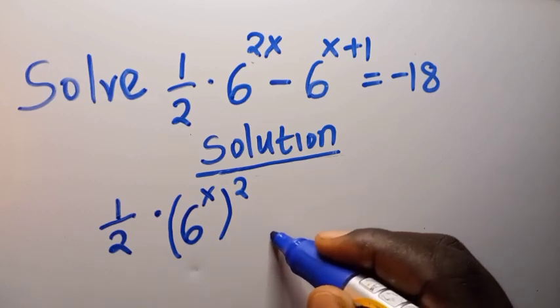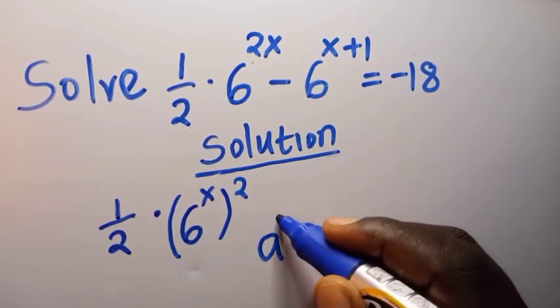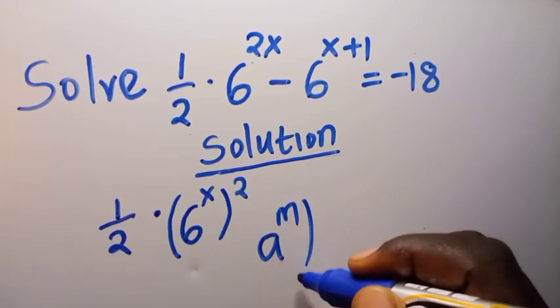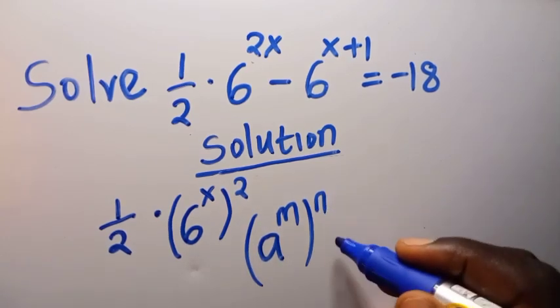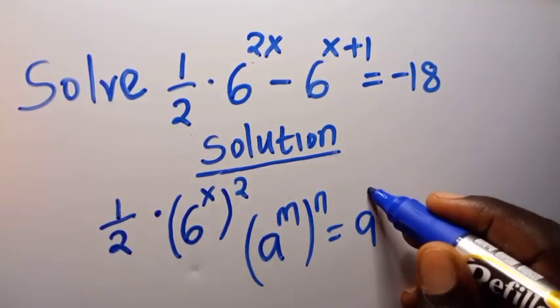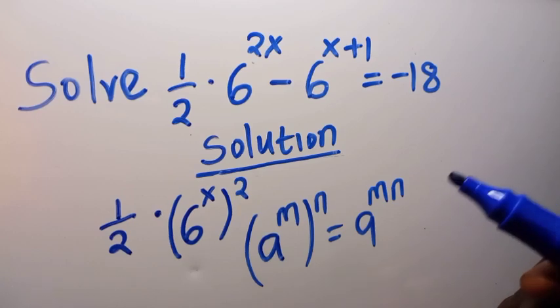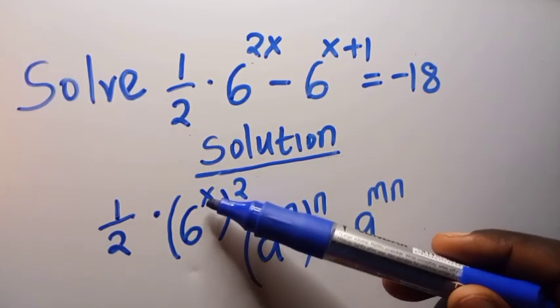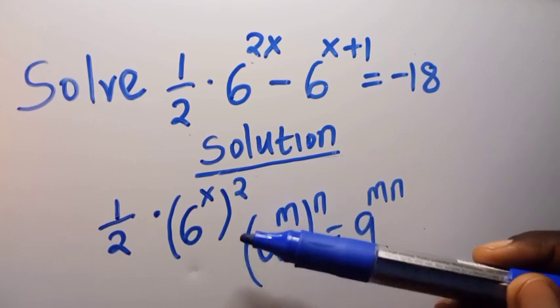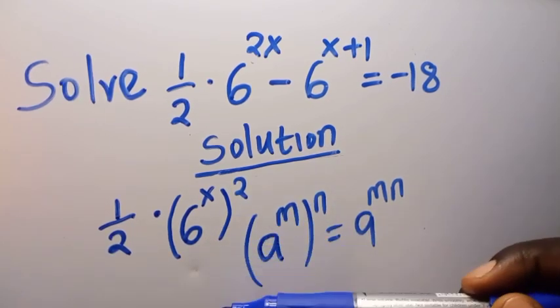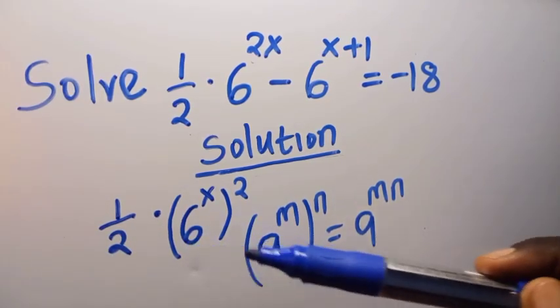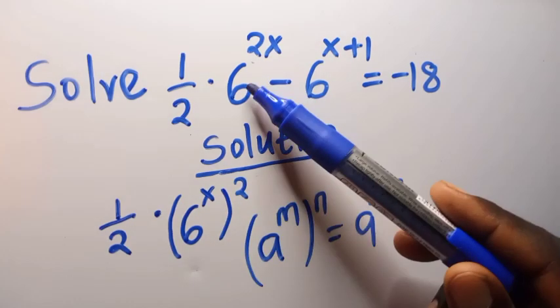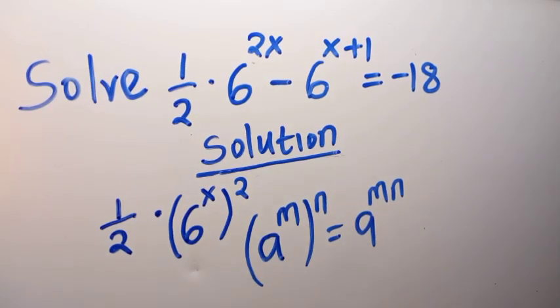Remember the law of indices: a raised to m, then close the bracket raised to n, is just the same as a raised to mn. So you can see this is 6 raised to x, then close the bracket raised to 2. I have not changed anything. This one is just the same as this one. I have only applied the law of indices to write it in another way.